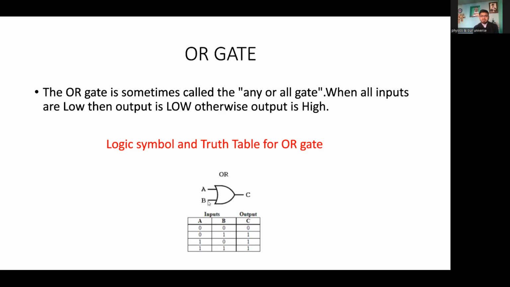We generally use this symbol for the OR gate, and this is the truth table. This is the input terminal, and this is the output terminal. A and B are the inputs, and the output is C. We vary the inputs: 0 0 gives output 0, so the output will be low, and 0 1 gives 1. This is based on the logical operation Y equals A plus B, shown in the next slide.